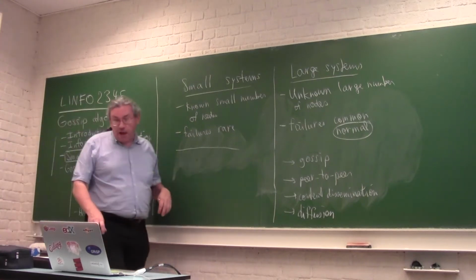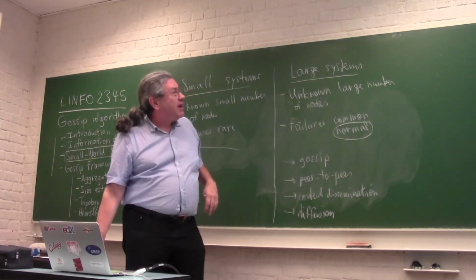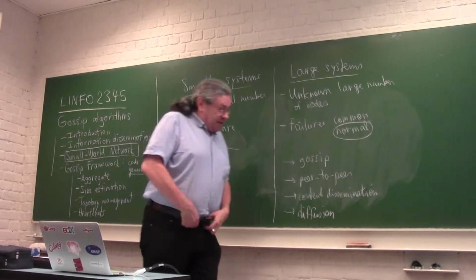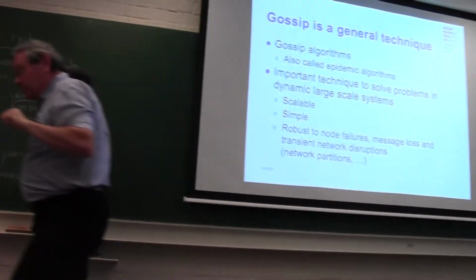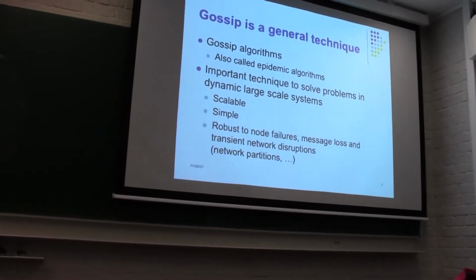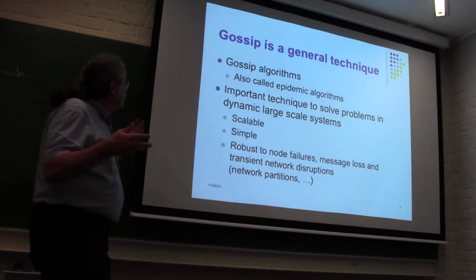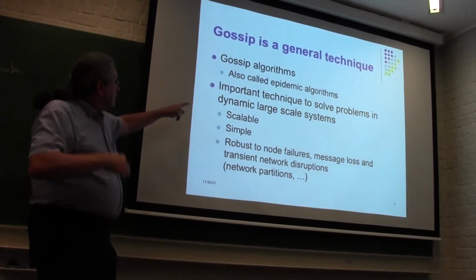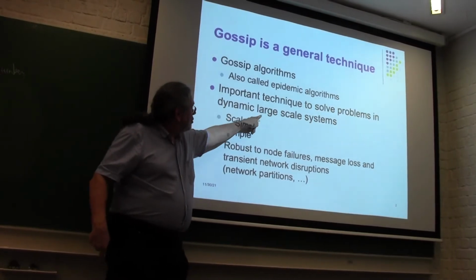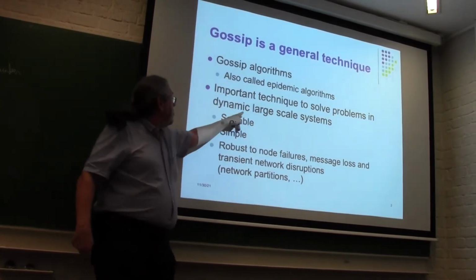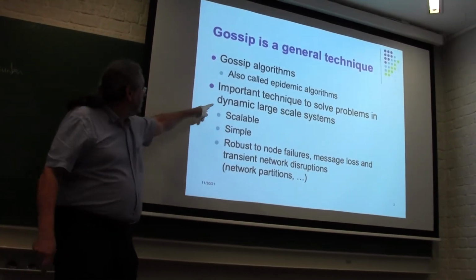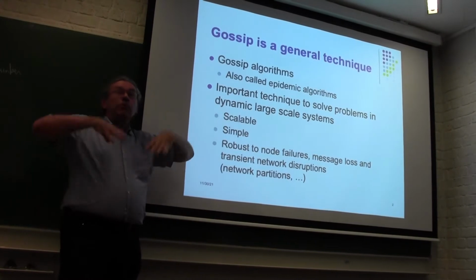So I'm going to start by giving you some kind of introduction. Gossip is very intuitive. Gossip algorithms are also called epidemic algorithms because diseases spread like that too. People get in touch with random other people and the disease spreads. So in very large dynamic systems, where dynamic is another way of saying that the number of nodes is unknown and changing, gossip is scalable and works for very large systems.